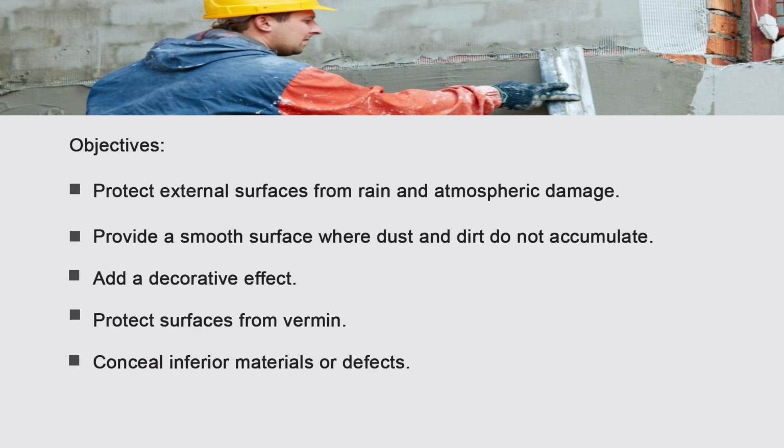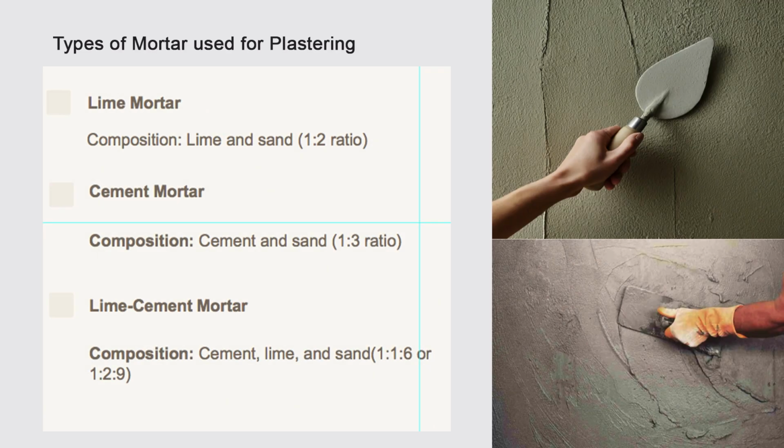So, why is plastering so essential? Well, it serves several key functions. It offers protection, keeps things clean, adds decorative appeal, resists vermin and even conceals any imperfections or flaws. With this outset, let us first look into the different types of mortar used in plastering.